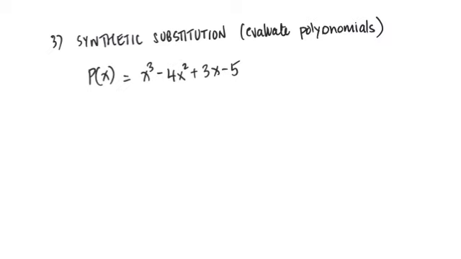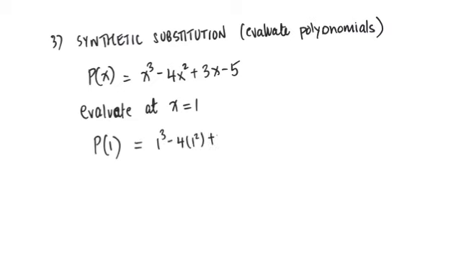And when I say let's evaluate this polynomial at x is equal to 1, then I'm saying put in 1 for x, and we write that as p of 1 is 1 cubed minus 4 times 1 squared plus 3 times 1 minus 5, and we get 1 minus 4 plus 3 minus 5, which is negative 5. So this evaluation process can also be done through the synthetic division process.